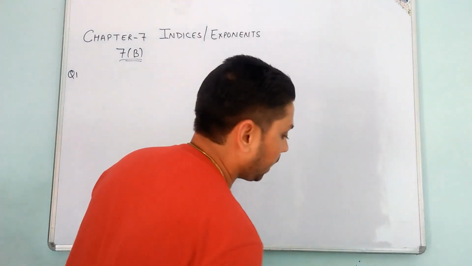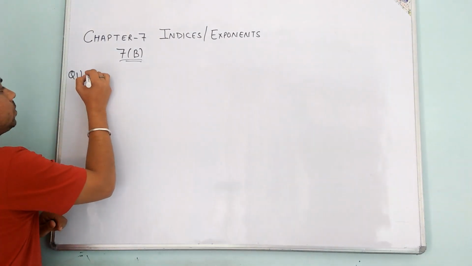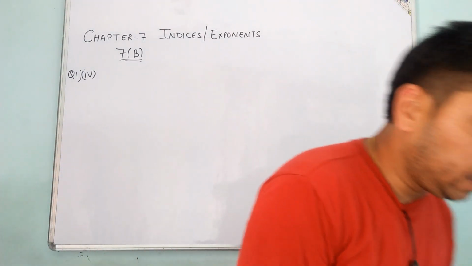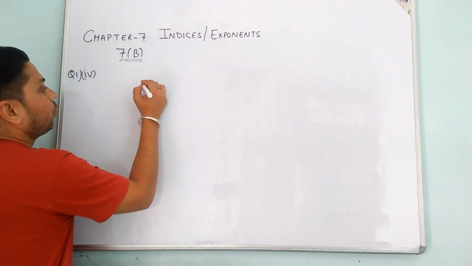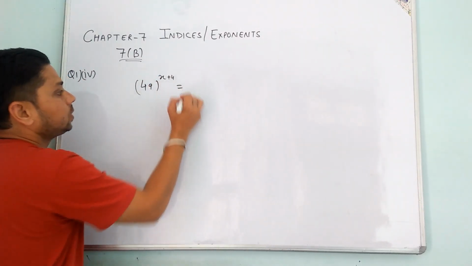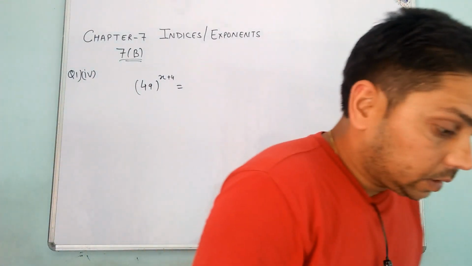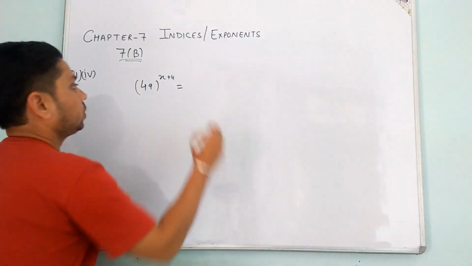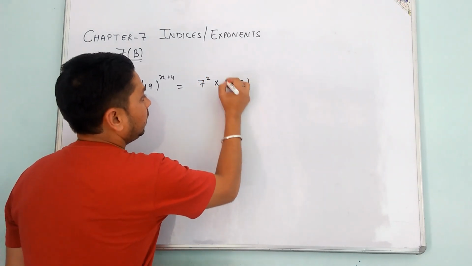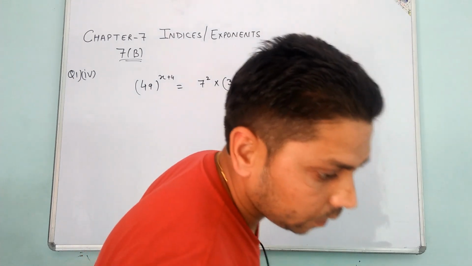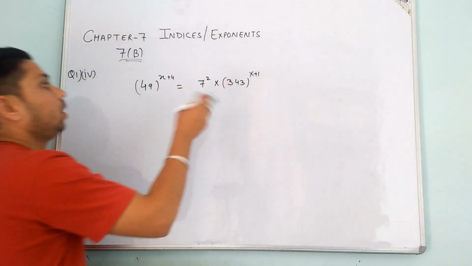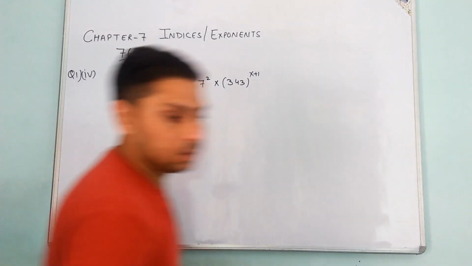First question, fourth part. What is given? That is 49 raised to power x plus 4 is equal to 7 square into 343 raised to power x plus 1.